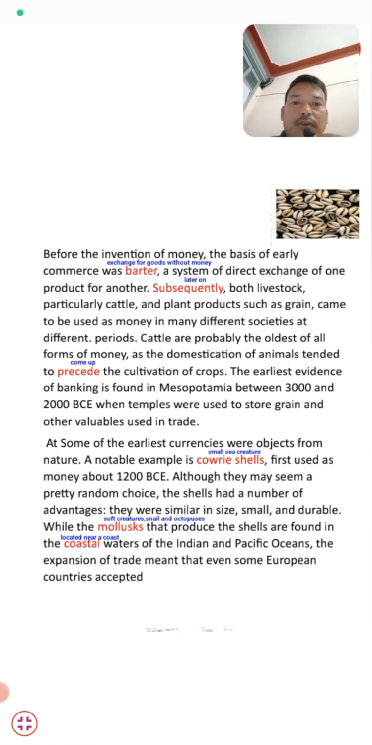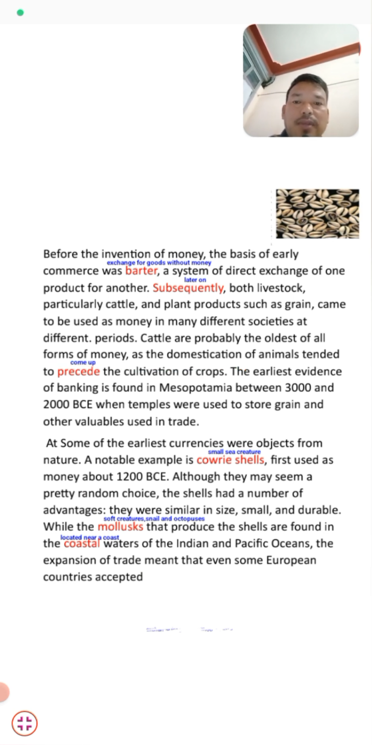Perhaps cattle might be the oldest form of money, where people used cattle as money, as domestication of animals tended to precede the cultivation of crops. In this line, students, cattle had been used as a means of payment long before farming became commonplace, before the harvest.